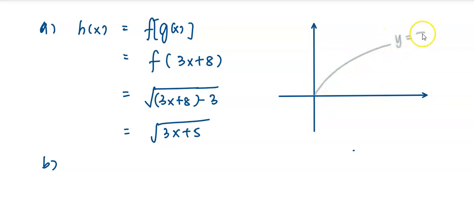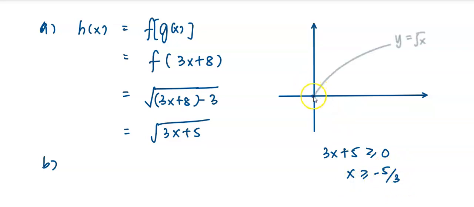This is my y equals square root of x. The shape will be like this. But I know that the graph will actually shift either to the left or to the right. Very simple, we just check its domain. For a square root, we don't allow a negative number. So we know that 3x plus 5 will always be greater than or equal to 0, meaning that our x is always greater than or equal to negative 5 over 3.